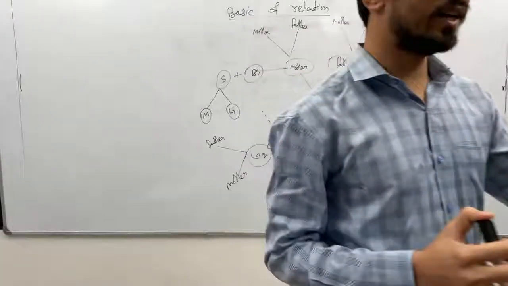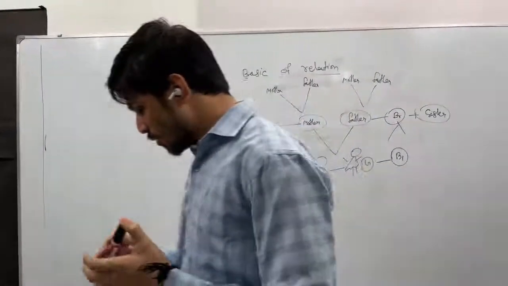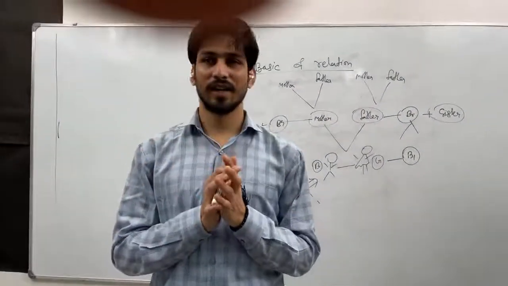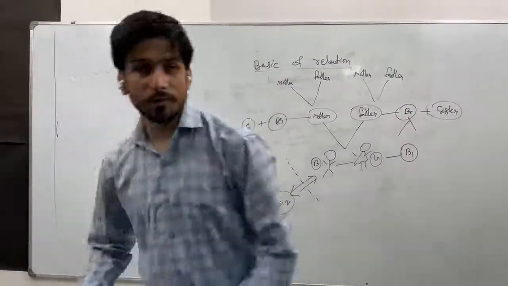You have a brother and he's married. Brother's wife, sister-in-law, right? Okay. One more. Who is your husband's brother? Brother-in-law. Clear? Okay. So now we learn about family tree diagram, right?